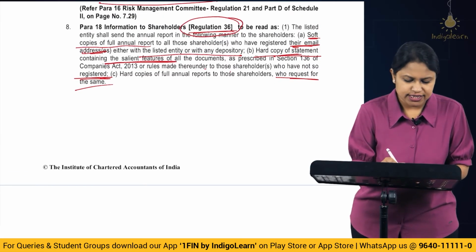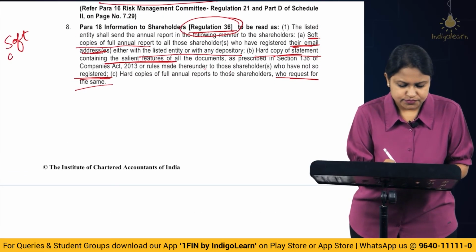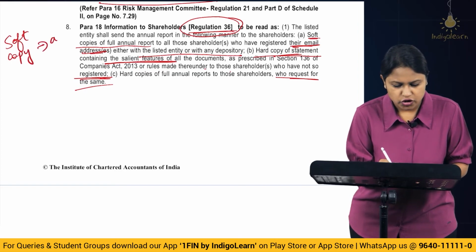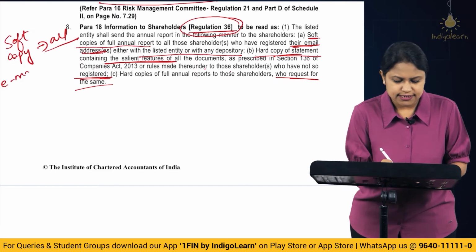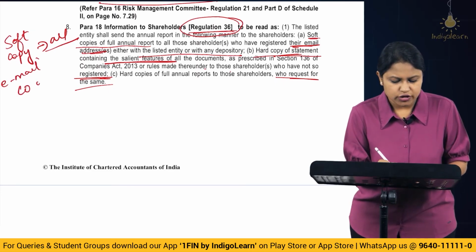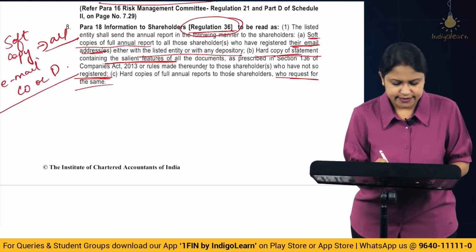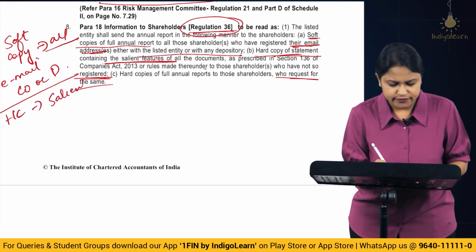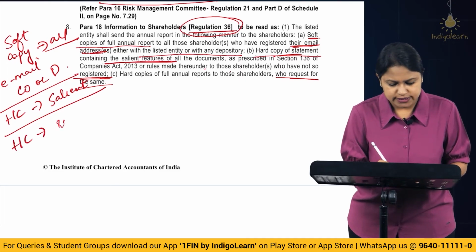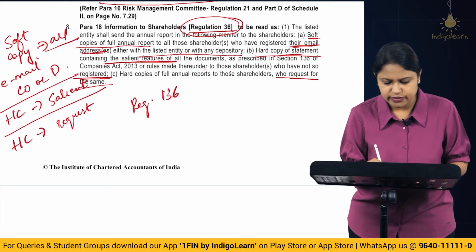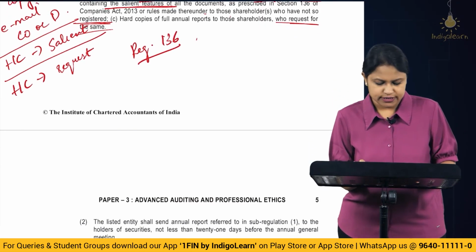So they have done 3 categorizations. First is a soft copy to all. Understand, a soft copy you will give only if you have the email IDs, right? So the email has to be registered either with the company or the depository. If not, you will get a hard copy, but only the salient, that is the important features, will be covered. You could get a full hard copy if you request it. So this is entirely section 136, quite simple. I would recommend you learn from here only.